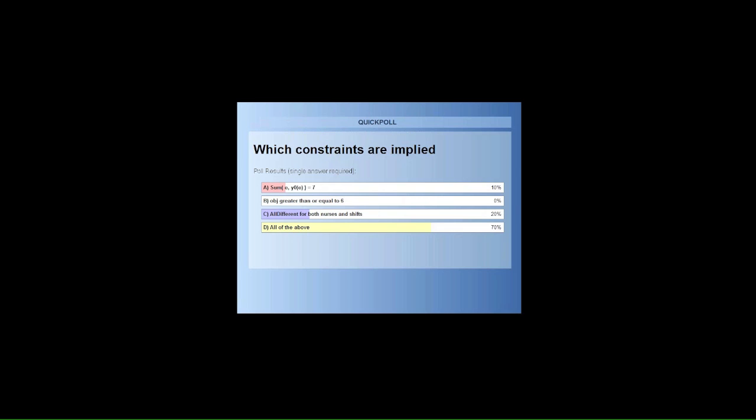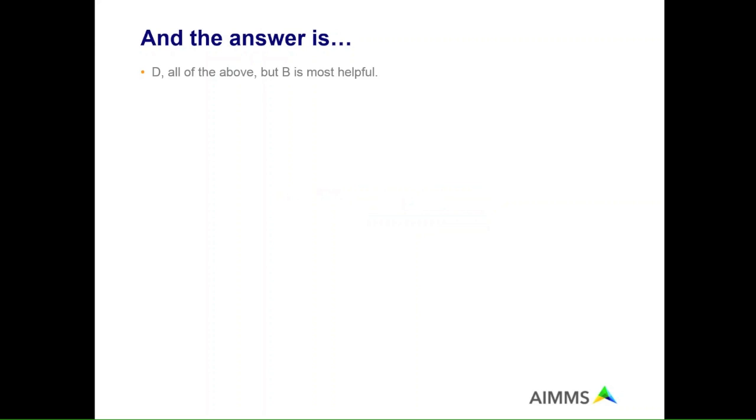Most people chose D, all of the above. The second favorite was C, 20%, and 10% chose A, and none chose B. Well, actually, B turned out to be the most helpful one, because in my testing of this application, the solver tried to prove there is a better answer than 6, and when I added this constraint, it was finding a solution almost immediately. But indeed, D is the correct answer.